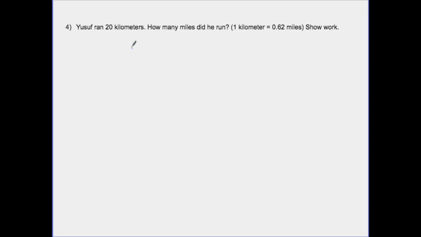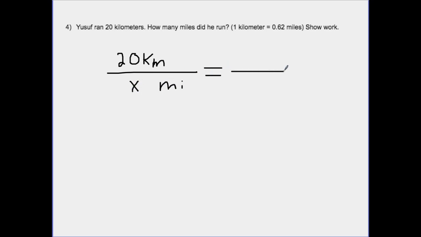All right, next one. So the person Yusuf ran 20 kilometers. How many miles did he run? All right, so we know that he ran 20 kilometers. We don't know how many miles, but we do have the rate here. I have 1 kilometer is the same as 0.62 miles. Okay, now set up, check to make sure you set that up right. Miles is directly across from miles in our proportion, and kilometers across from kilometers.